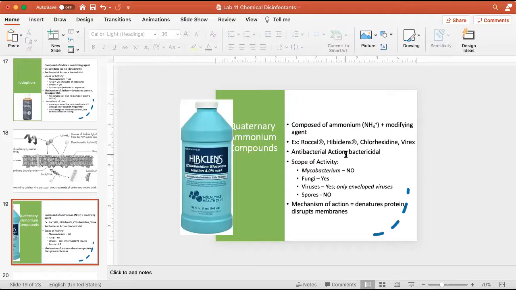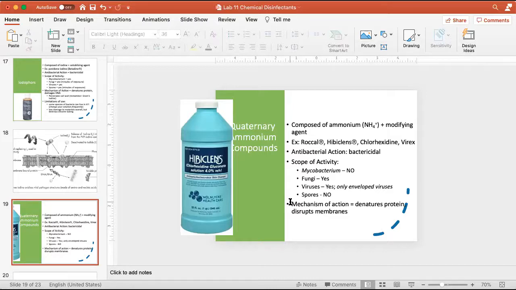The quaternary ammoniums are not effective against Mycobacterium. They cannot penetrate through that waxy material. They do work against fungal organisms. They do work against viral particles, but here's an important note: only against enveloped viruses. And when it comes to spores, no, they are not effective against spores.